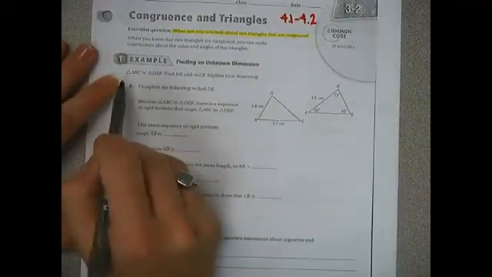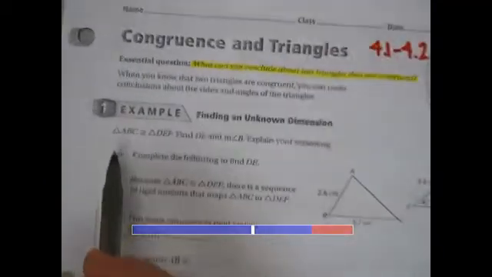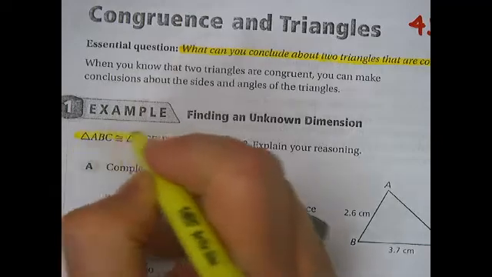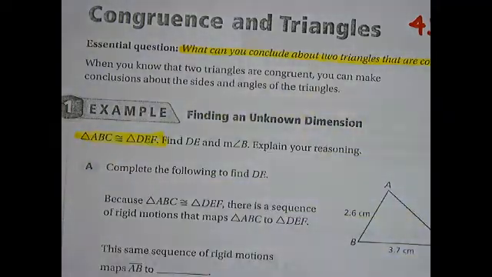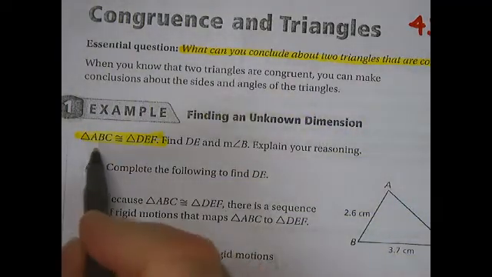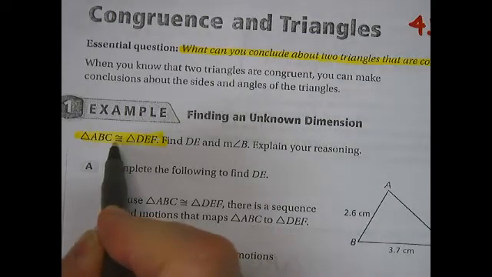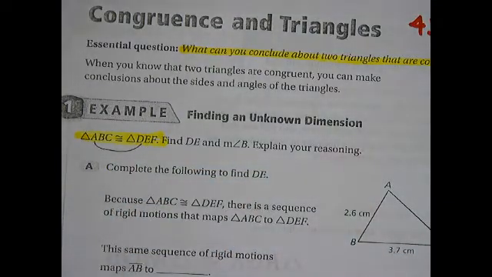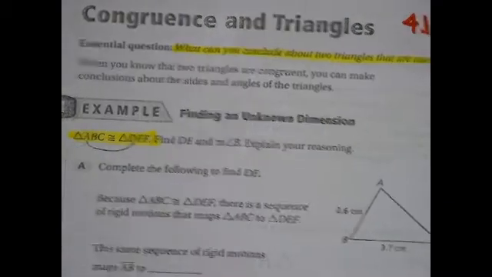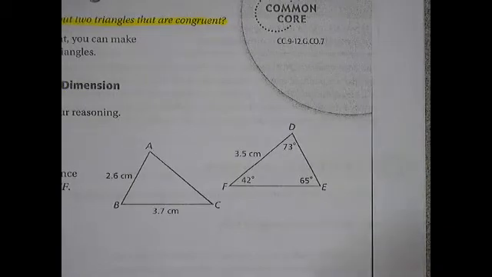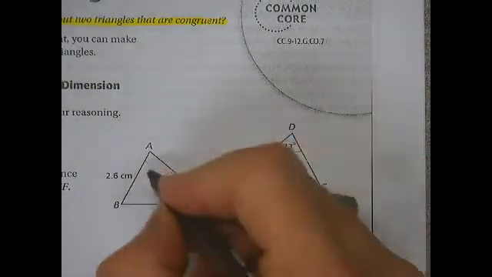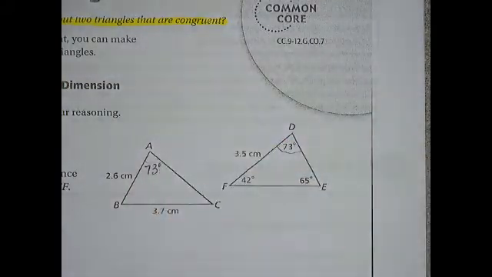When you look at this first example, what I want you to focus in on is this notation. Triangle ABC is congruent to DEF. We've talked before, but I just want to emphasize that the order that the letters are listed is very important. What this tells you is that angle A is congruent to angle D because they're listed the same. So if you look over in this picture, angle A is going to be congruent to angle D, so that tells you that angle A has got to be 73 degrees.